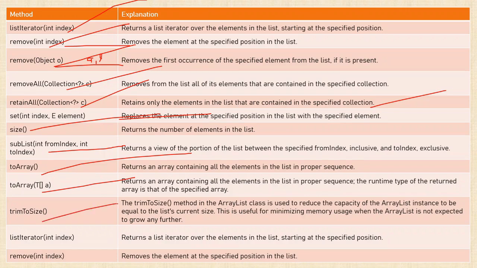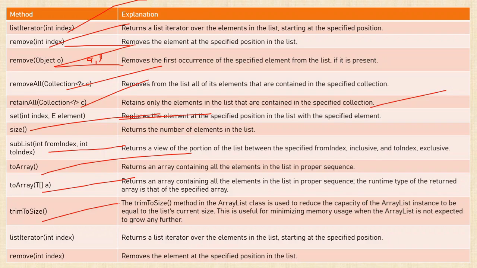The trimToSize method in the ArrayList class is used to reduce the capacity of the ArrayList. It becomes equal to the list's current size. This is useful for minimizing memory usage when the ArrayList is not expected to grow any further. Basically we use it to save our memory.